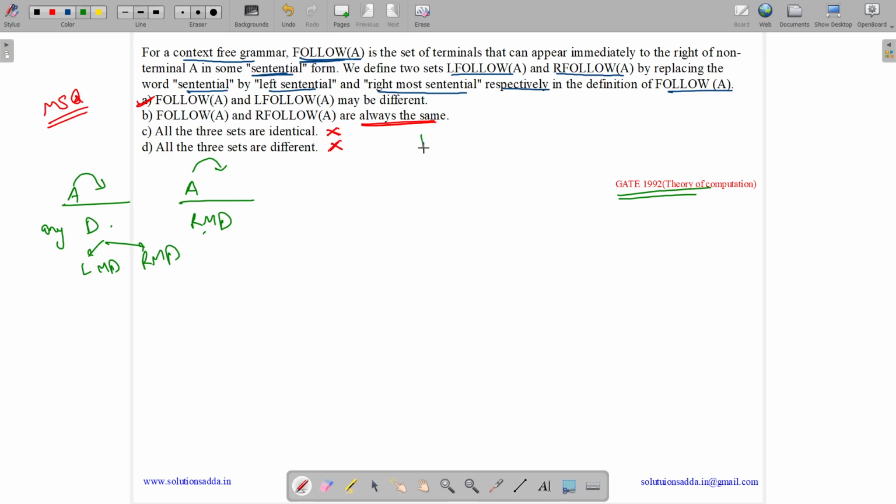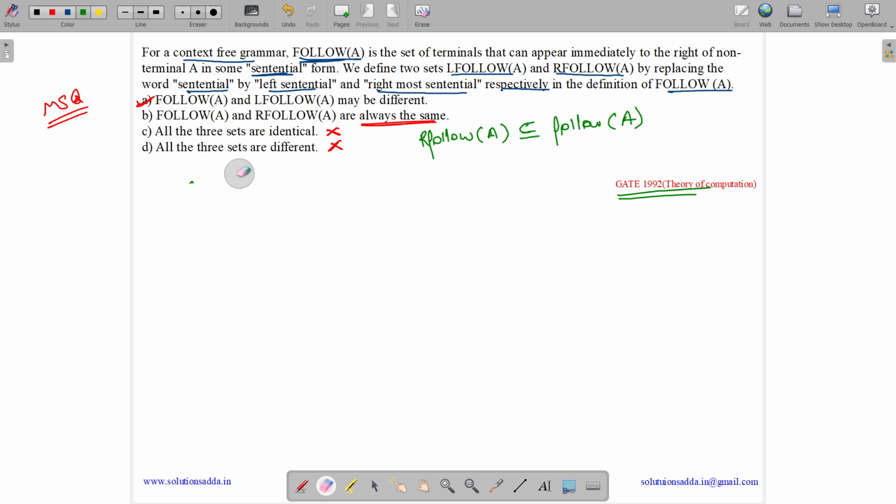Thus, we can say that R follow of A is basically a subset of follow of A, as rightmost derivation is also a derivation. Okay. Now to prove that both of them are equal, what do we need to prove? We need to prove that follow of A is a subset of R follow of A. This one we need to prove. The other one is already proved. This one we need to check whether it's true or not. Okay, so how will you check this?